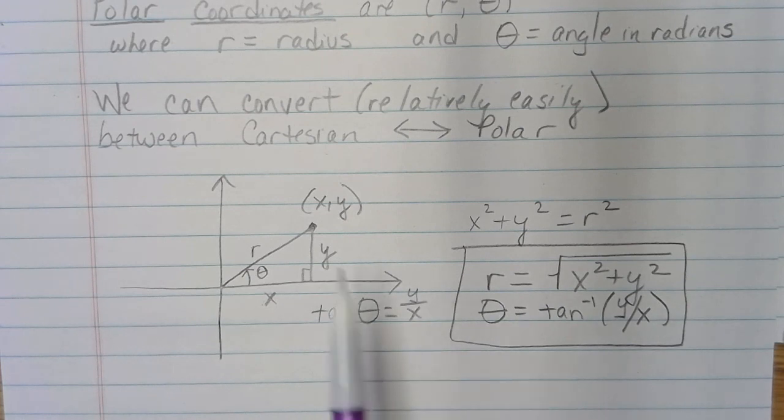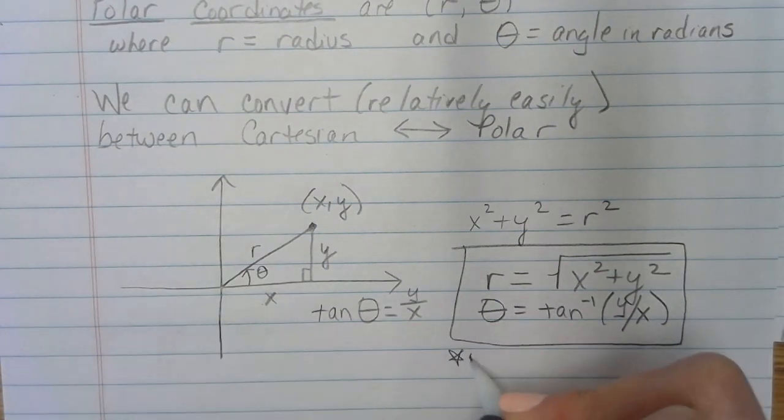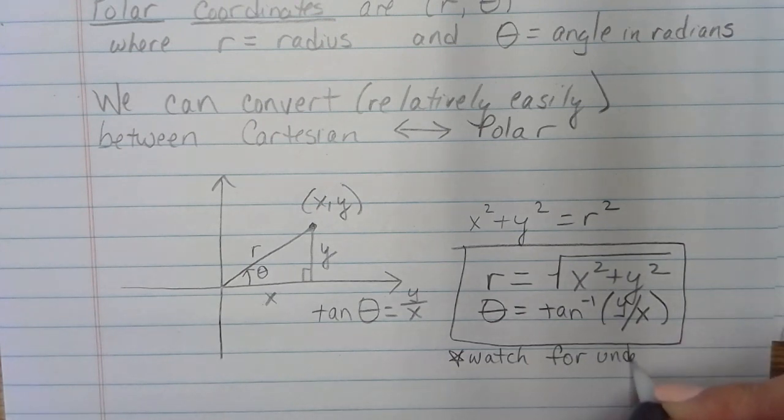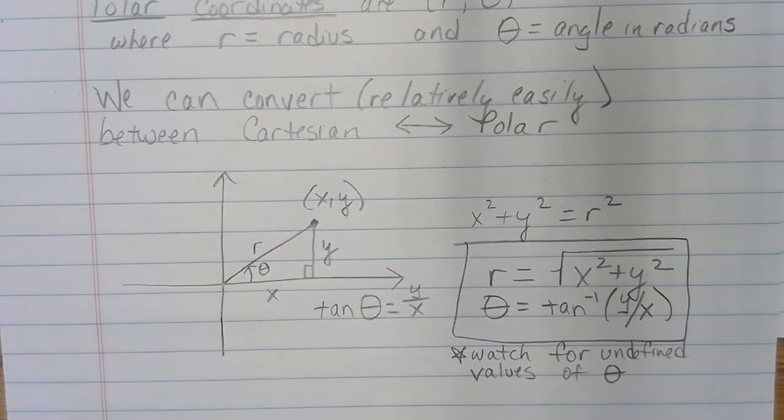So if I'm given any point in the Cartesian plane, I can find the polar coordinates using these two conversion equations. We do, however, have to watch for undefined values of theta. So that just means we got to use our brains a little bit.